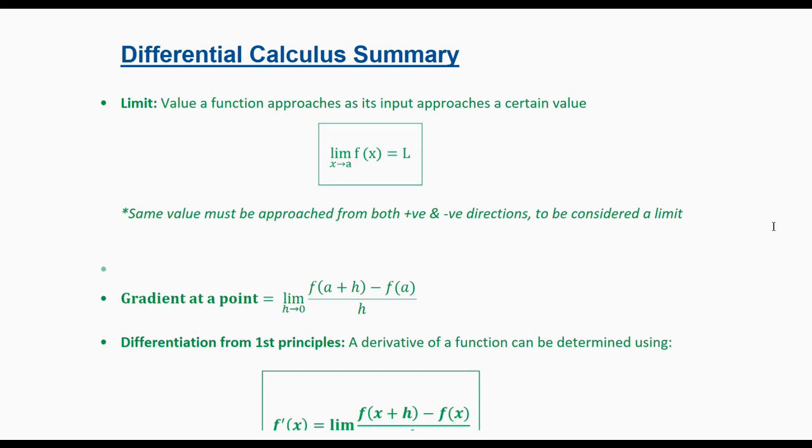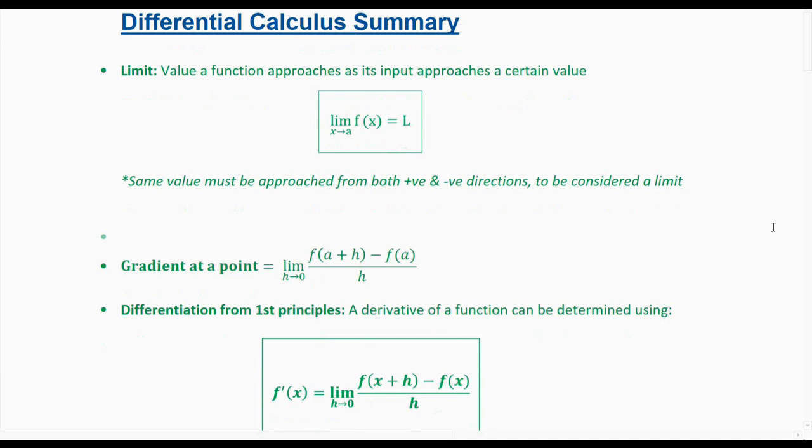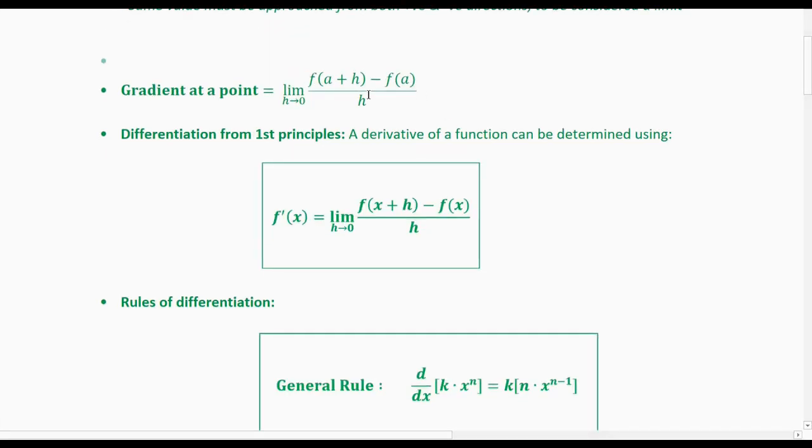Then I showed you the differentiation from first principles formula, which builds on directly from the gradient at a point formula and is pretty much the exact same equation, except for the fact that instead of an actual value, which is represented by a, in this equation you just have the variable x. So from this formula, you can determine an equation which allows you to get the gradient at any x value on the curve. And this equation is known as a derivative.